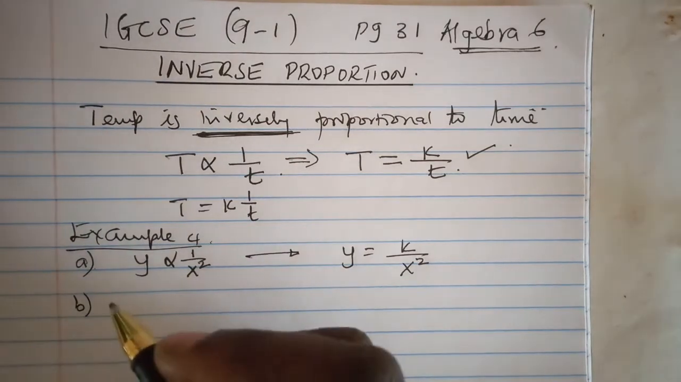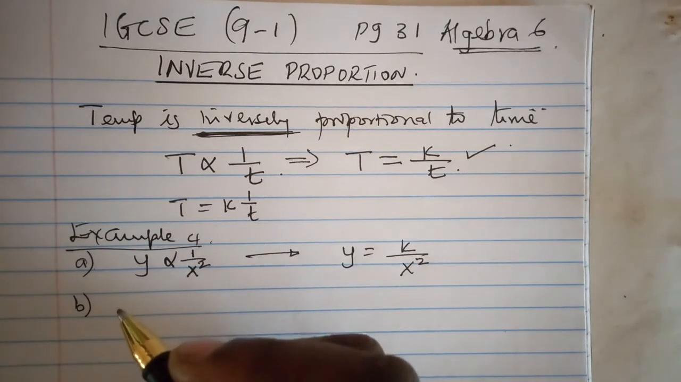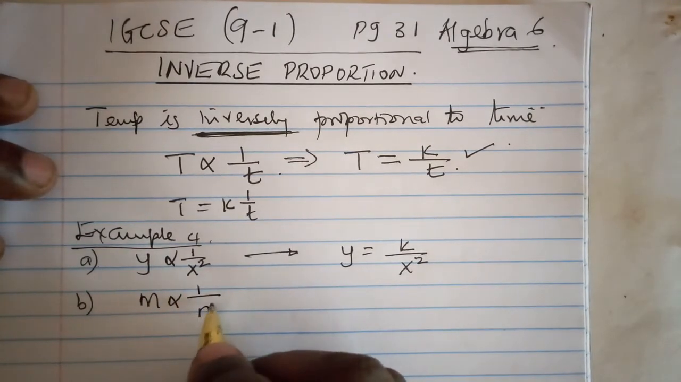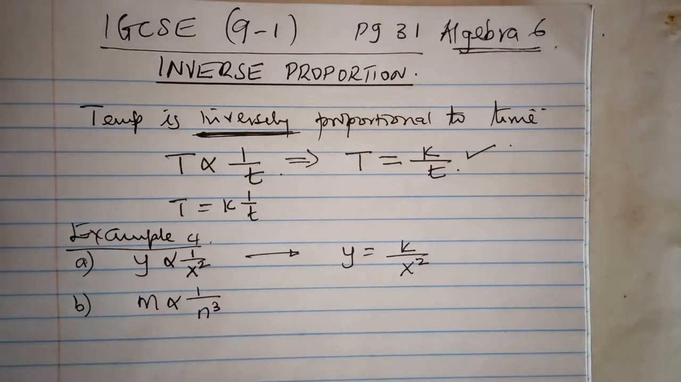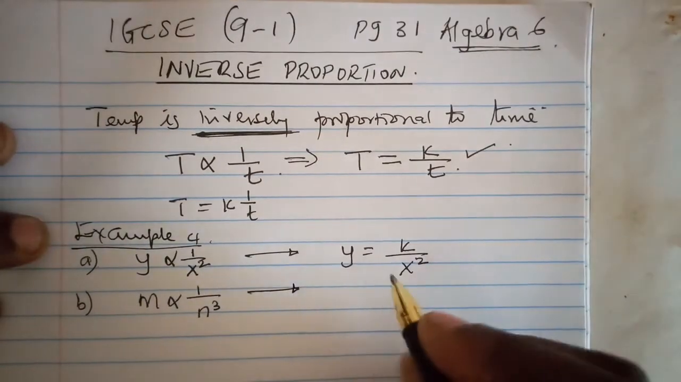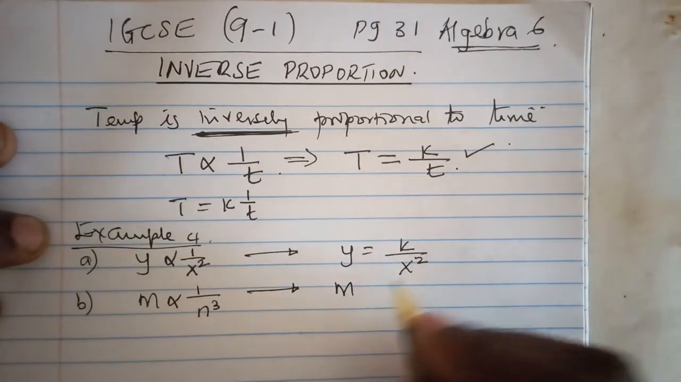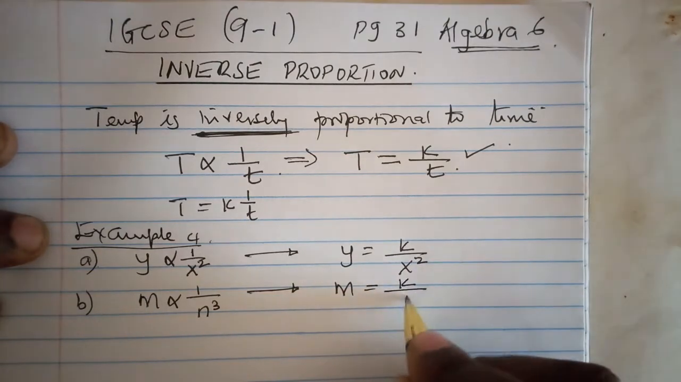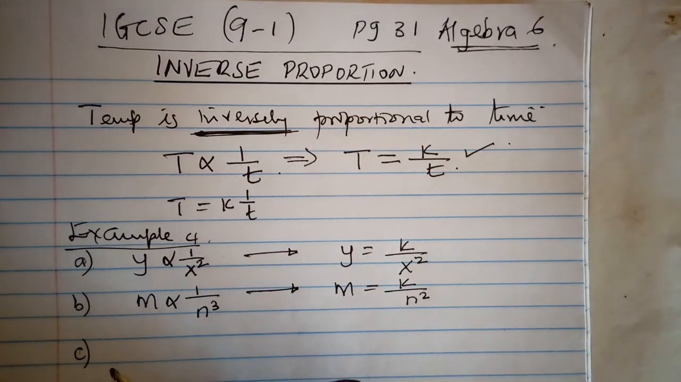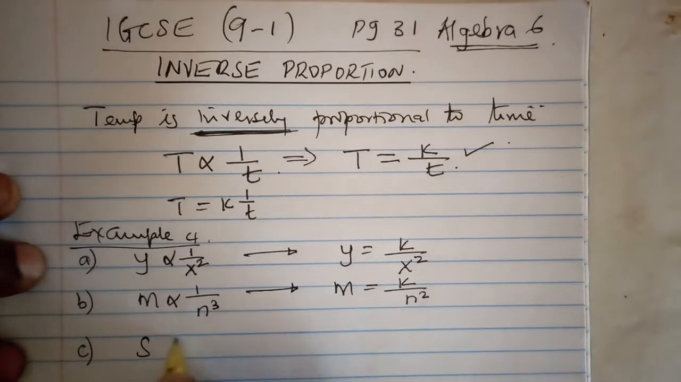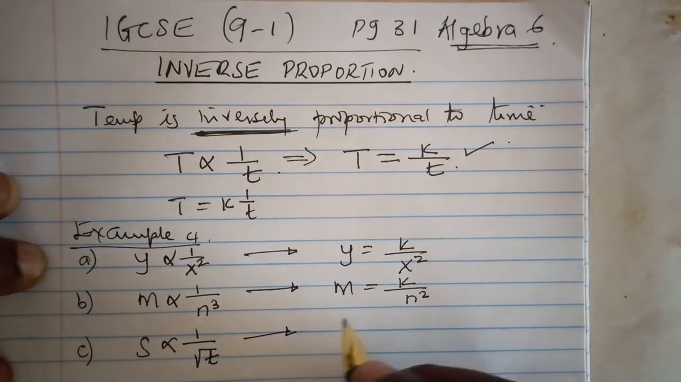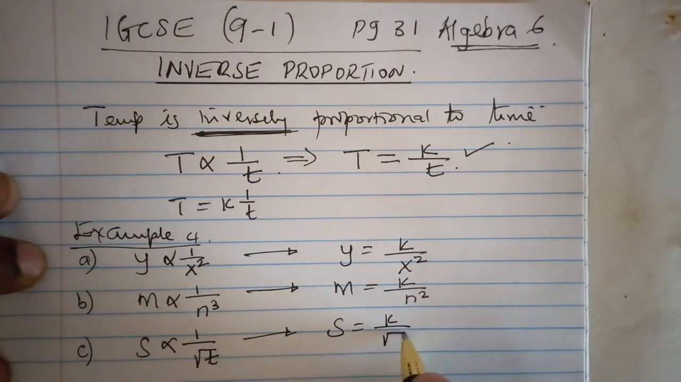Part B: m varies inversely as the cube of n. That is just what we need to know. Now, if you bring in the constant, it's going to be m is equal to k over n cubed. What about part C? S is inversely proportional to the square root of t. And it's simply that: s is equal to k over the root of t.